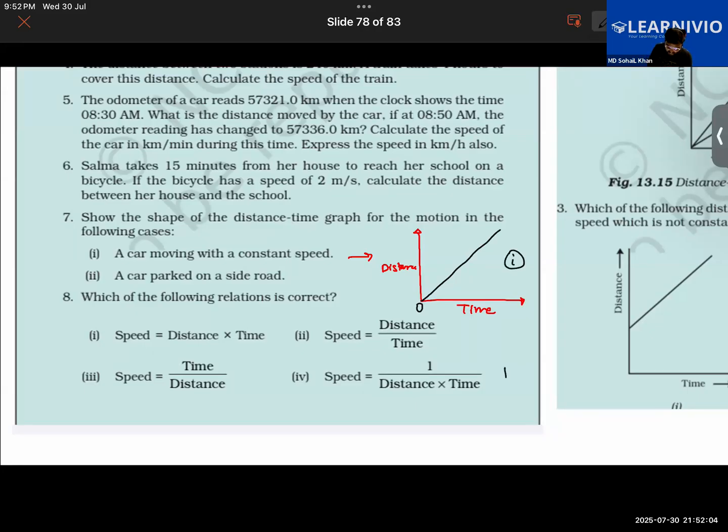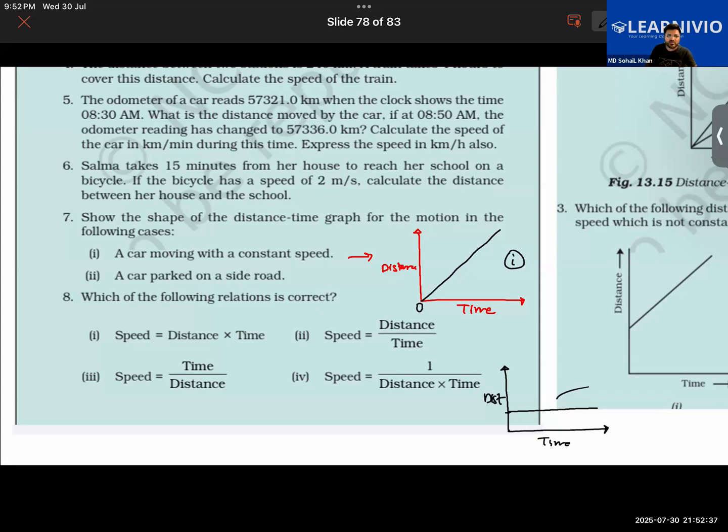And in question number 2, it's saying that a car should be parked on a side road, so the line is parallel to the time axis. Suppose it has traveled some distance, and after that the guy parked the car on the side road. The time will keep on increasing, but the distance won't increase. So that is distance, that is time, and this is the line for a car that is parked here.